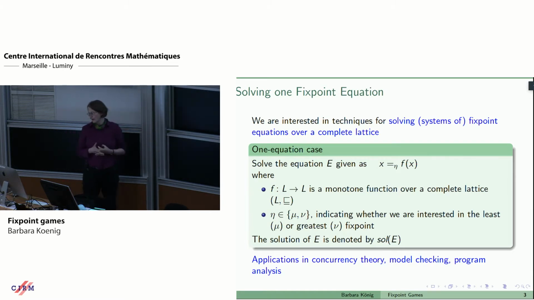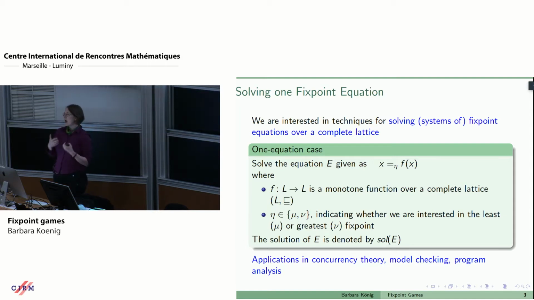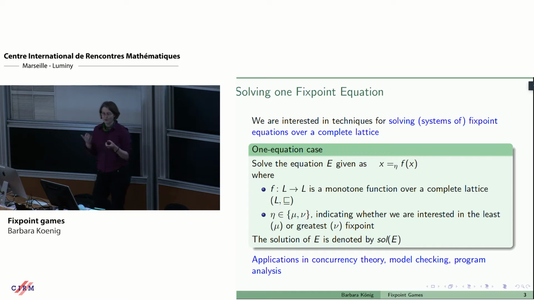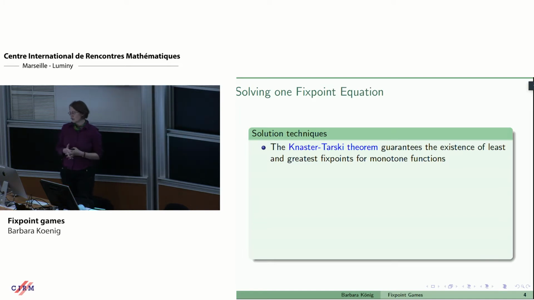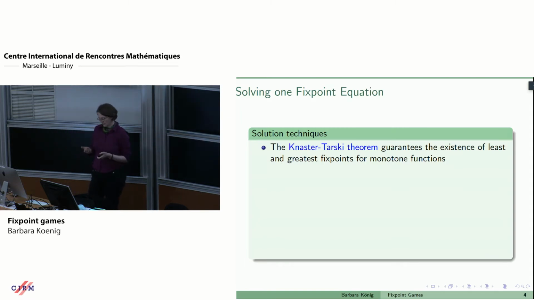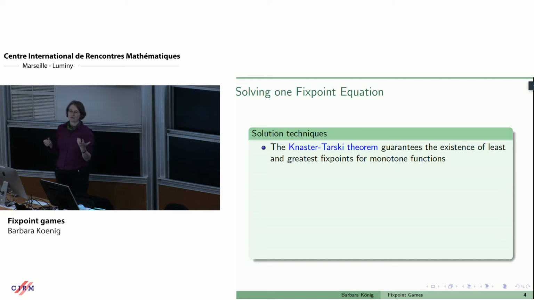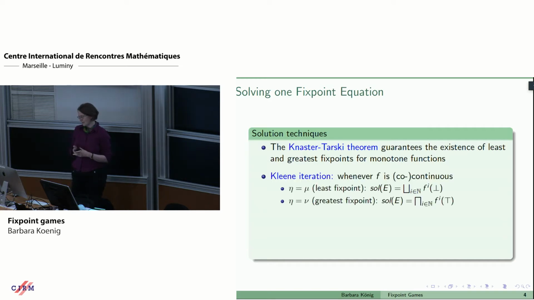And of course, you all know that there are many, many applications for fixed points in concurrency theory, model checking, and program analysis. And if you look very closely, you basically see fixed points and fixed point equations almost everywhere. So then, of course, we use the well-known Knaster-Tarski theorem that guarantees existence of solutions, so existence of least and greatest fixed points for monotone functions. And actually, a few years ago, I thought, okay, when I want to do fixed point theory, I should know Knaster-Tarski and maybe Banach fixed point theorems and Kleene iteration, and that's it. But actually, now I think that there's also still a lot of interesting theory here to be discovered.